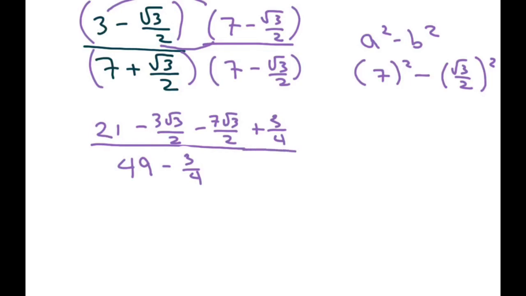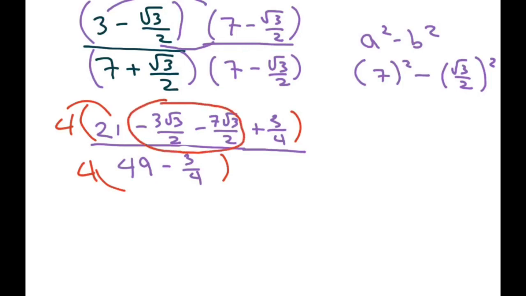Okay, so now what I want to do is, if you want, you could just multiply everything through by 4, get rid of the fractions. So 4 times that. Let's go ahead and take care of this first. This is going to be negative 10 square root of 3 over 2.